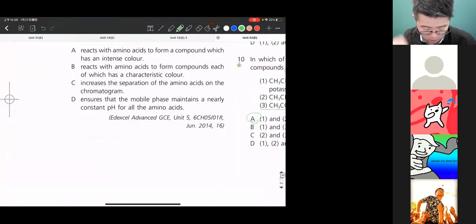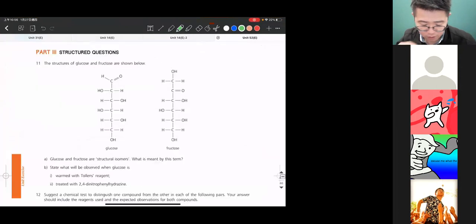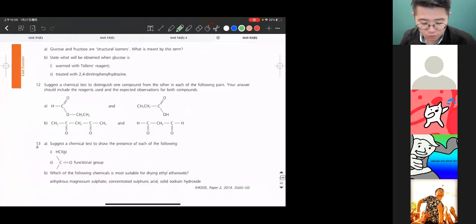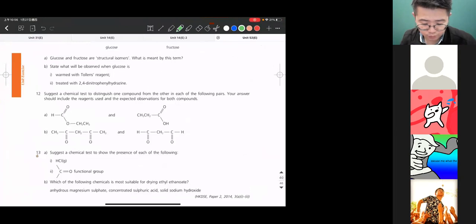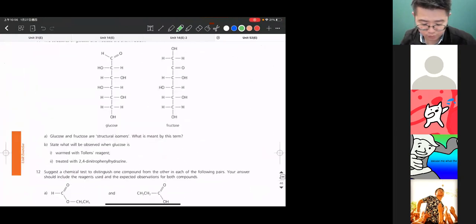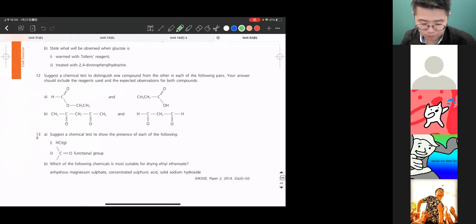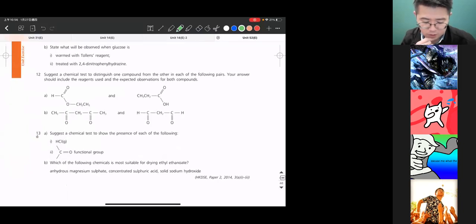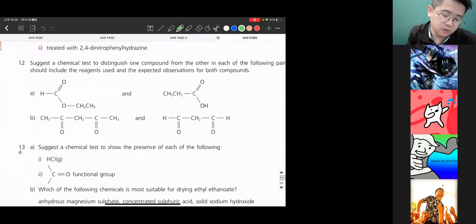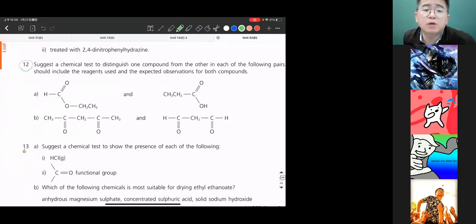Okay, is that clear? So this is what you know about this. Is it okay to you? Is it okay to you? Yes. Yeah, better. Now, take a look at the last question, 12. Now, just double check if you understand what the meaning is. Suggest a chemical test to distinguish one compound from the other, including the reagent used and the expected observation. What is the test?